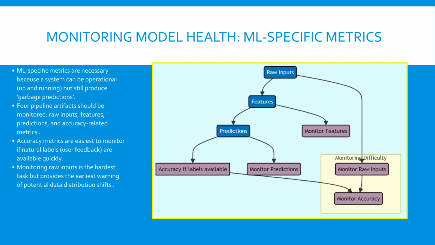What have we learned about model monitoring? Model monitoring involves checking accuracy, predictions, features, and raw inputs to detect changes in the data or model behavior, especially prioritizing raw inputs for early warnings about shifts.